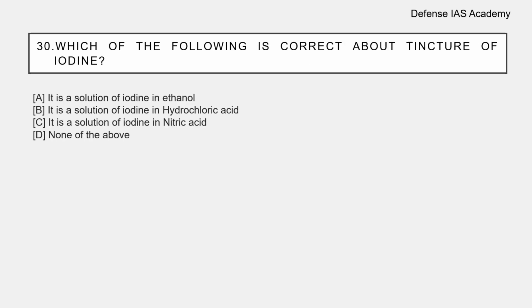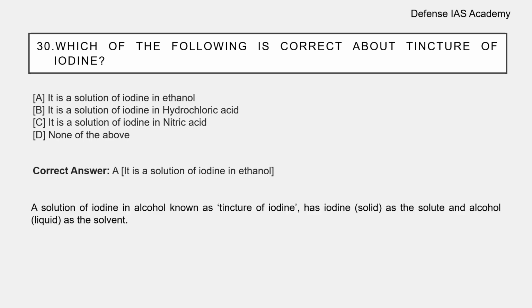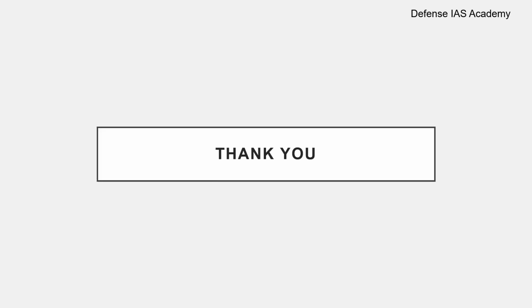Question number 30. Which of the following is correct about tincture of iodine? Options are option A, it is a solution of iodine in ethanol. Option B, it is a solution of iodine in hydrochloric acid. Option C, it is a solution of iodine in nitric acid. Option D, none of the above. The correct answer is option A, it is a solution of iodine in ethanol. A solution of iodine in alcohol, known as tincture of iodine, has iodine as the solute and alcohol as the solvent.